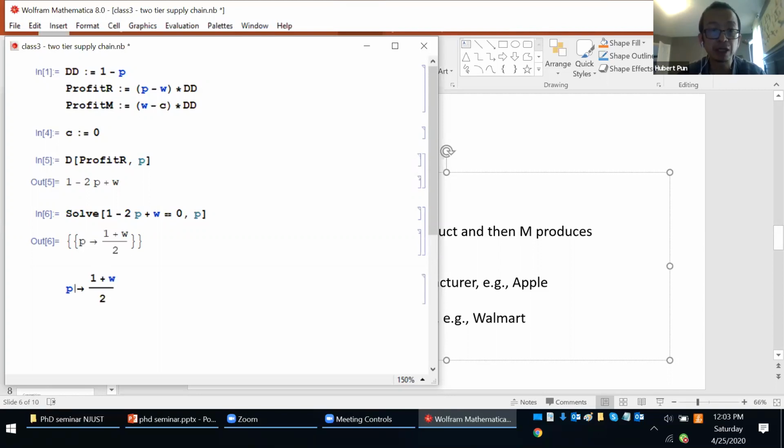So let me plug in this value into my function. Okay, good. So P is defined as equal to (1 plus W) divided by 2.